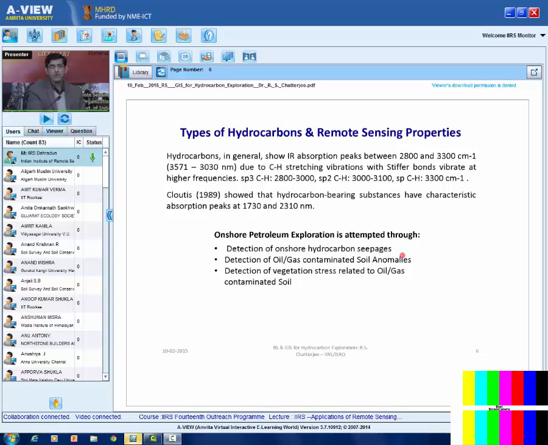Only where oil and gas seepage is taking place at the surface can we do that. Where the oil and gas lies underneath and there is no seepage to the surface, we cannot do that. So we need to go for some indirect evidence so that we can target hydrocarbon underneath. We'll discuss that later on.